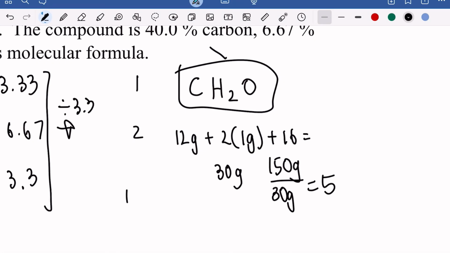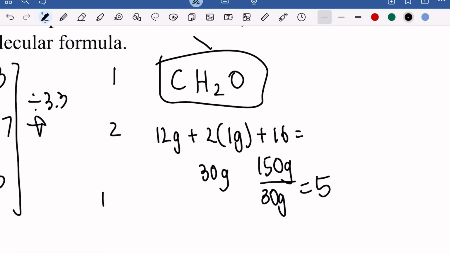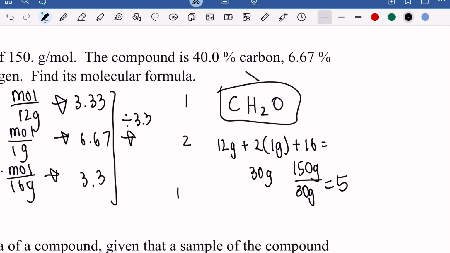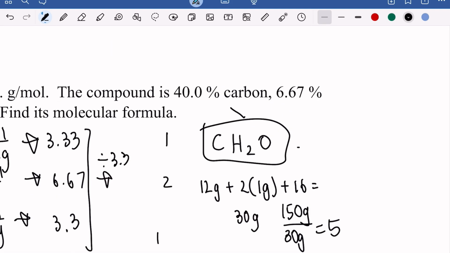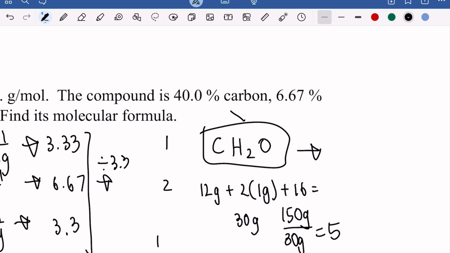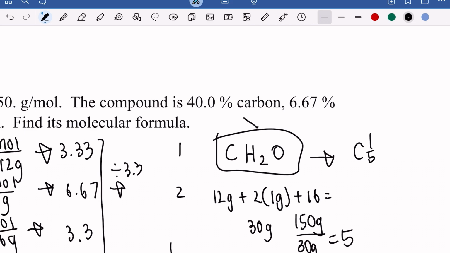Right. And since we know the ratio of the molar mass of the compound to the molar mass of the empirical formula is 5, we're just going to multiply the empirical formula by 5, which is going to be C5H10O5. Hope this helped.